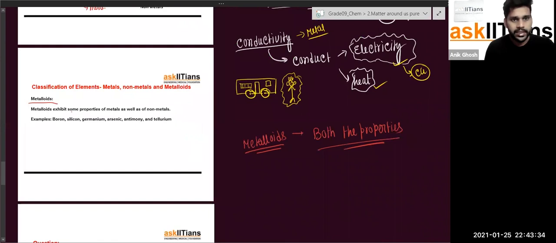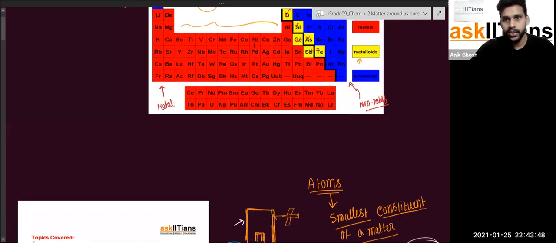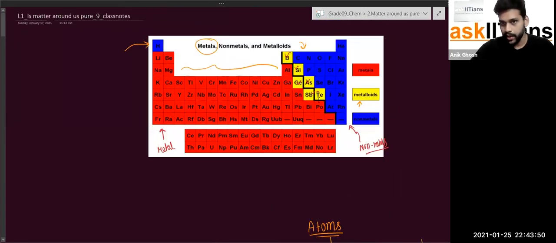So metalloids exhibit some properties of metals as well as non-metals. So what are the metalloids? Boron, silicon, germanium, arsenic, antimony, tellurium. You can go back to the periodic table to see what the metalloids are. So you can see these are the metalloids, the yellow ones. Fine.